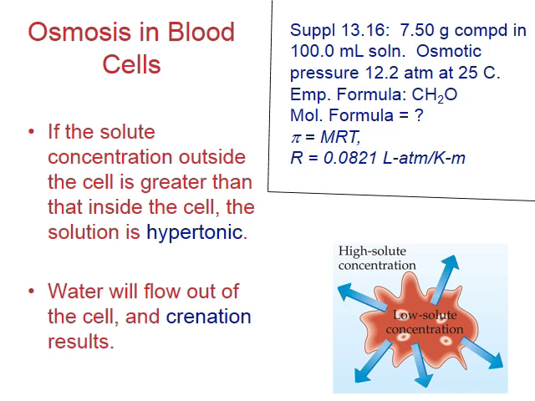Now this is a practical example, osmosis in blood cells. We already know the theory and can predict what may be happening. If the solute concentration outside the cell is greater than inside the cell, the solution is hypertonic. Water will flow out of the cell and crenation is going to result, and that's what you're going to see on the right hand side.